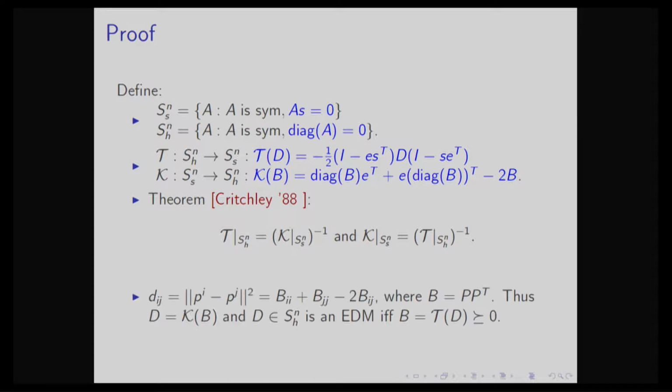Therefore, if you have Dij equals the square of the Euclidean distance, you can write that in terms of the gram matrix in this way. And then D is just K applied to the gram matrix. Because of this theorem, D, which has 0 diagonal, is an EDM if and only if T of D is positive semi-definite, so it comes from a gram matrix. So this is the proof for this basic characterization.